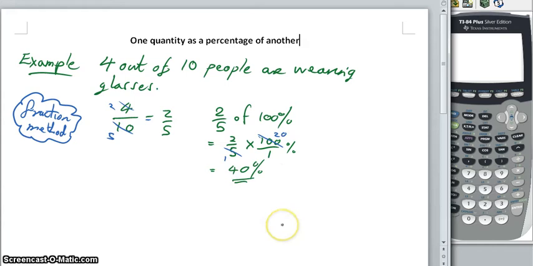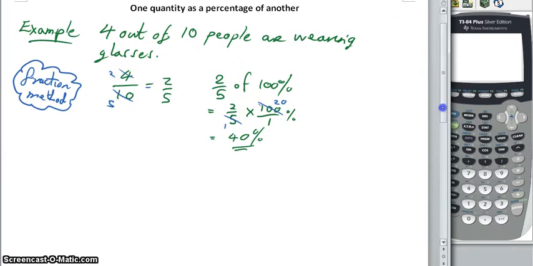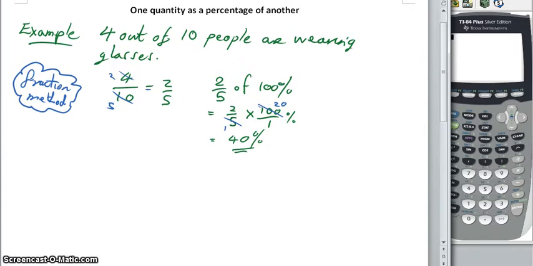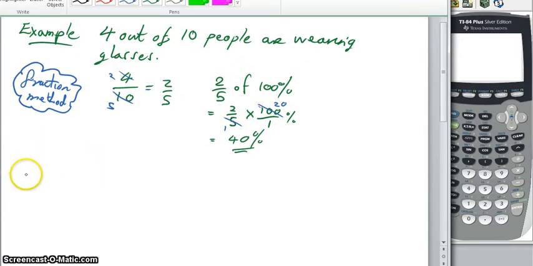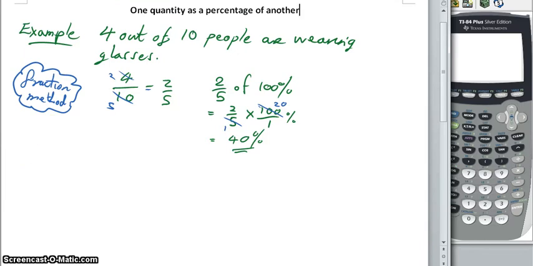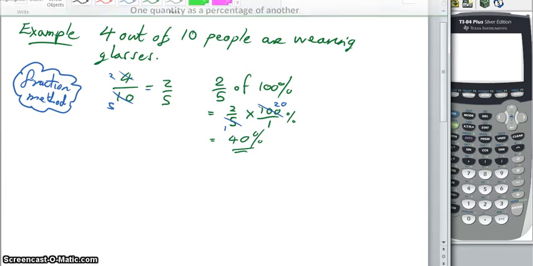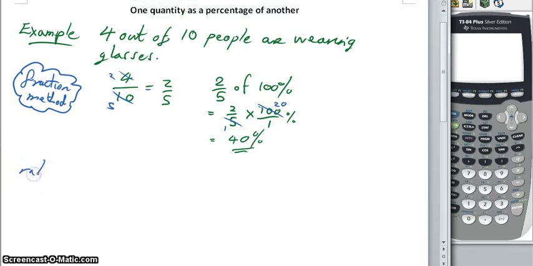Now 4 out of 10, 2 out of 5, using the idea of a fraction. We'll do the same question, but this time using a ratio method, the idea of a ratio. It might sound a bit scary, but you'll see what I'm doing.